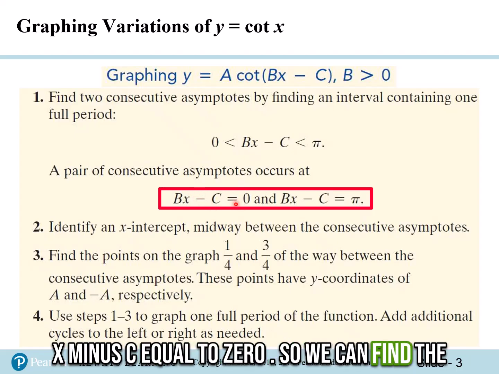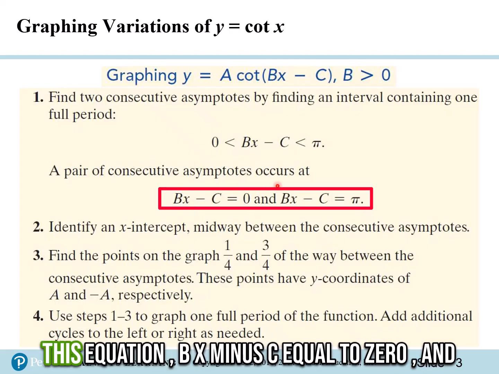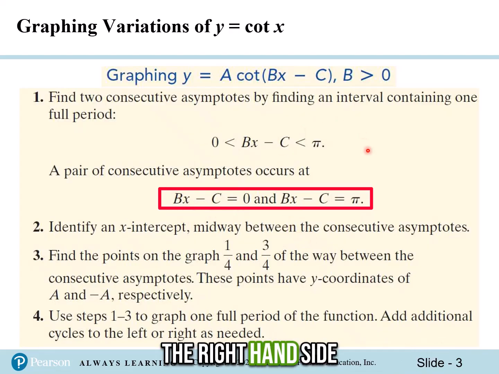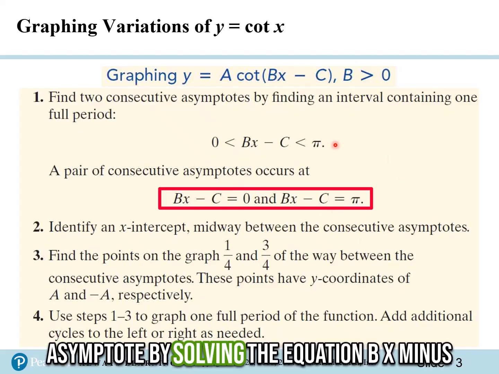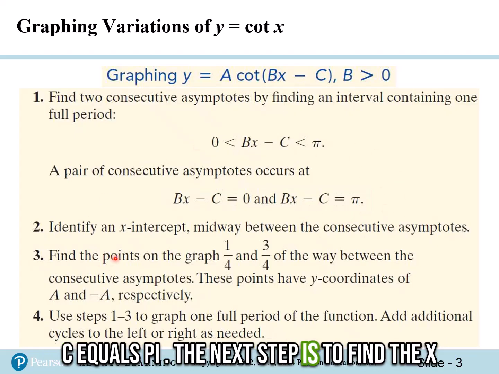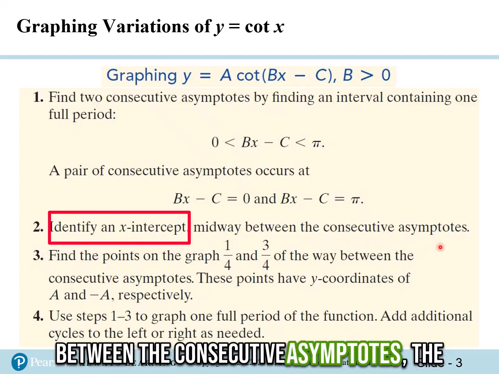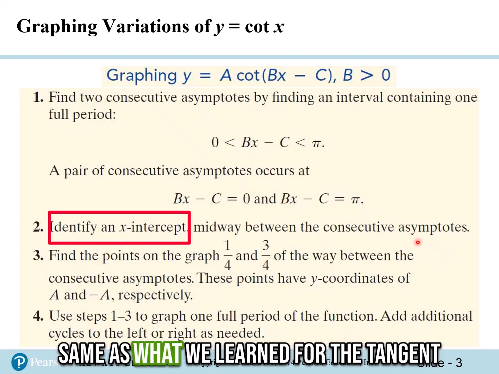A pair of consecutive asymptotes occur at bx minus c equal to 0 and pi. So we can find the left-hand side asymptote by solving for x in this equation bx minus c equal to 0, and the right-hand side asymptote by solving the equation bx minus c equals pi. The next step is to find the x-intercept, which would be located midway between the consecutive asymptotes, the same as what we learned for the tangent function.